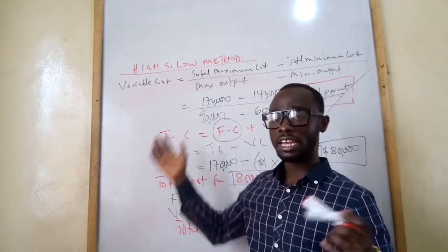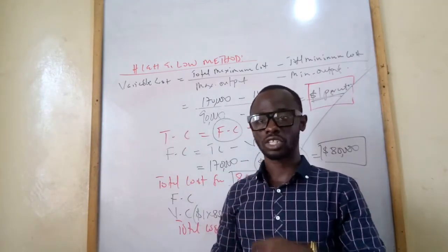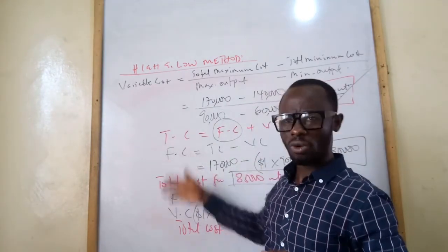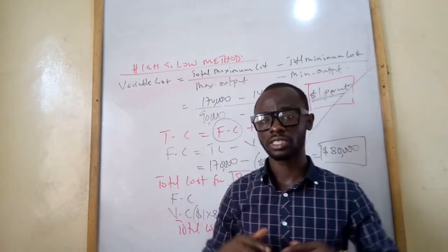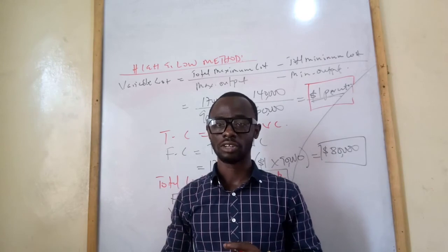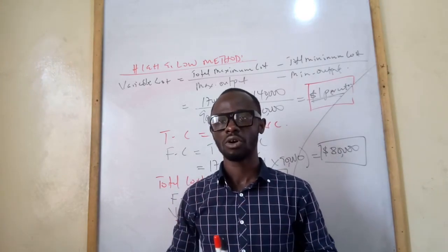Now, this high and low method must be at your fingertip because the examiner can call you on to look at it under short-term decision making, to look at it under job costing or under process costing or under whatever, because determination of the variable cost per unit is fundamental to the job of the management accountant.